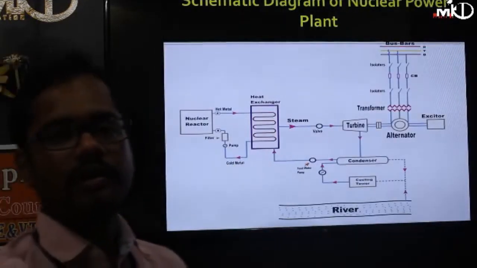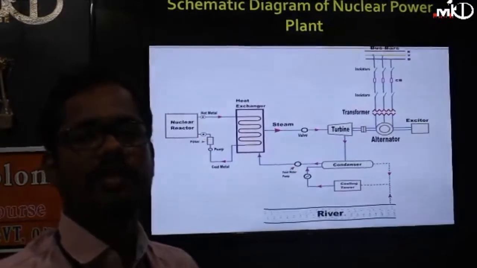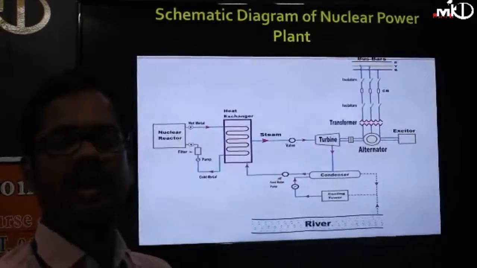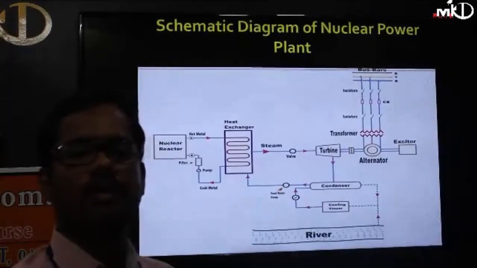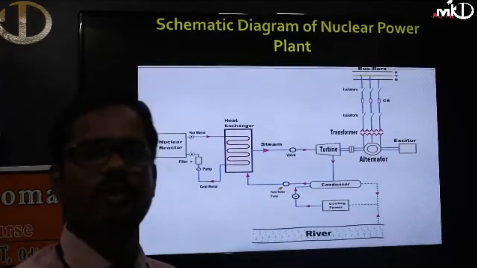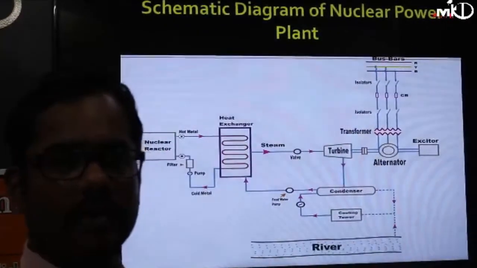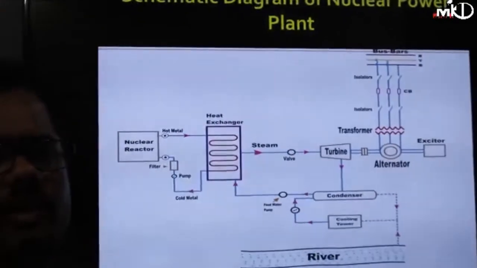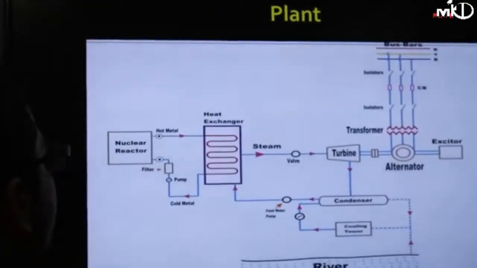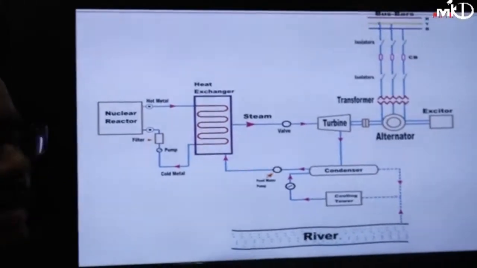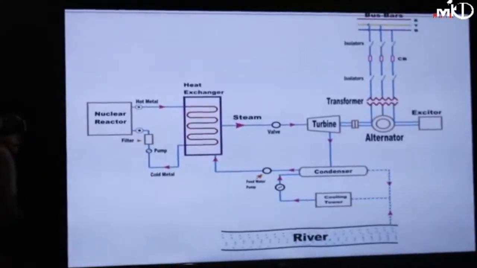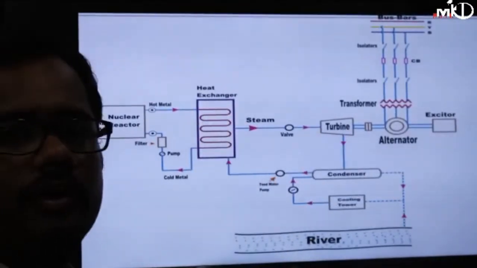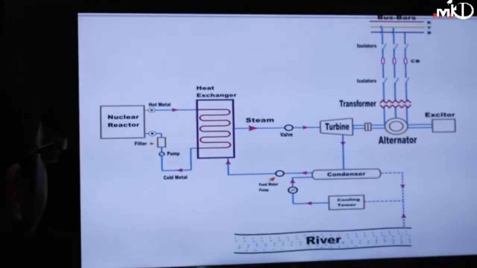This is the general, or schematic, diagram of a nuclear power plant. In the last classes I drew the diagram of the thermal power plant as well as the hydroelectric power plant. So this is the nuclear power plant. The components are similar to the thermal power plant, but there are some differences. One is the nuclear reactor present here, another is the heat exchanger present here, and the rest of the part is the same as the thermal power plant.